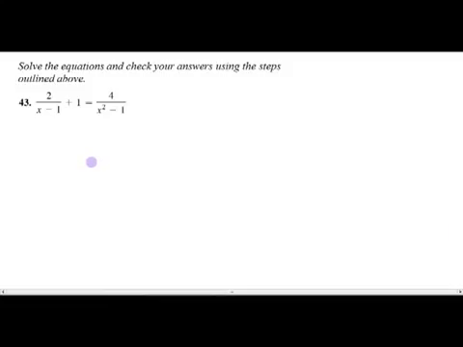Let's solve the equations and check your answers using the steps outlined above. In this problem, I see I have a denominator that is not factored, so my first task will be to factor that denominator so we can see what it's made of. Now you can plainly see the LCD is x plus 1, x minus 1. I'm going to multiply each term of the equation by x plus 1, x minus 1.